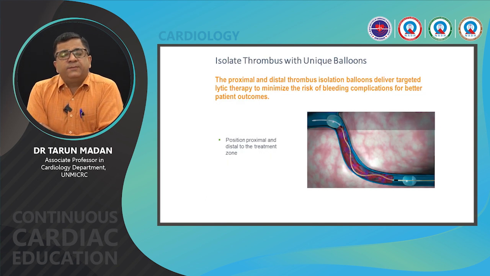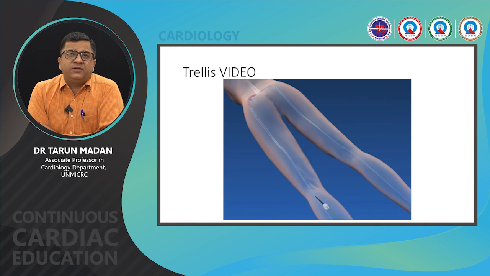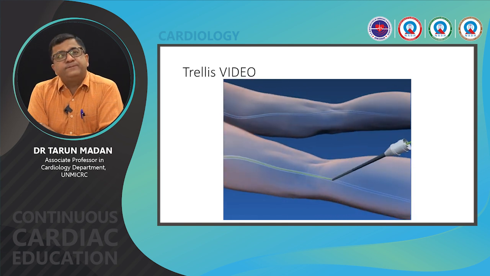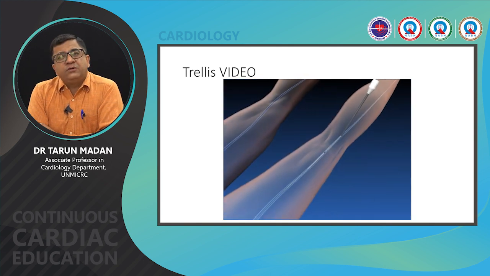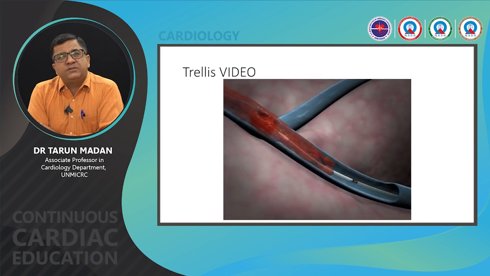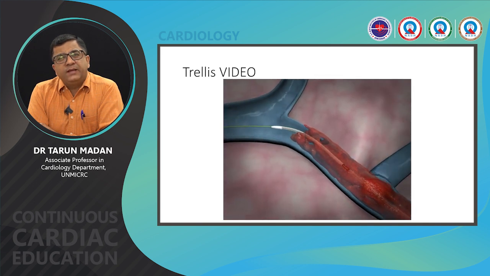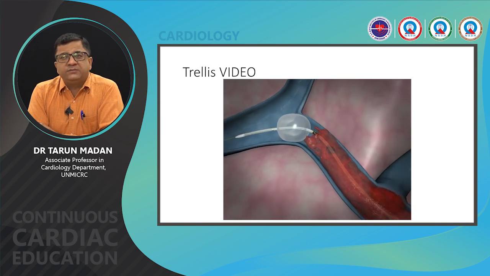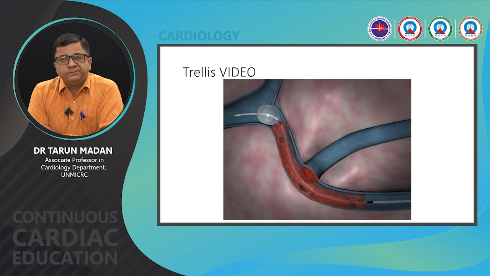So this picture shows that the thrombus has been isolated by one proximal balloon and one distal balloon, and the patient is lying down in the prone position, a popliteal venous puncture is carried out, and then a guide wire is passed through that. Once the guide wire goes along, over that guide wire the balloon catheter goes. This is a thrombus in the iliac vein, and then you isolate the thrombus by inflating a balloon proximally and one balloon distally.